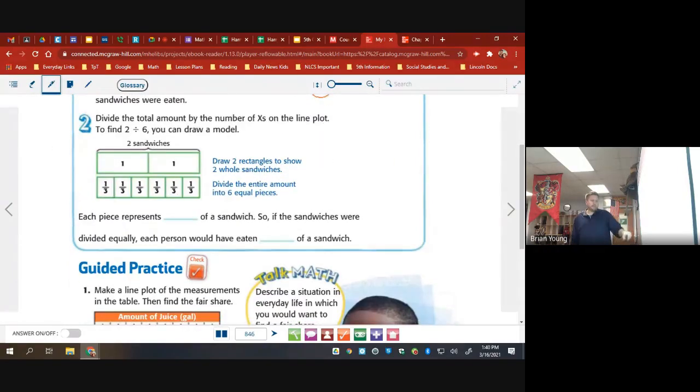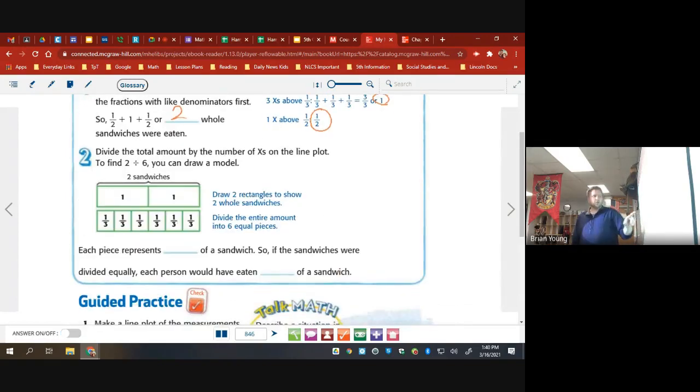So each piece represents, as it says right here, what do you say? 1/3. It says here you're going to divide the total amount by the number of X's on the line plot. So we're going to take this total, which was 2 right here, the 2 wholes, and we're going to divide it by how many X's were there total again?